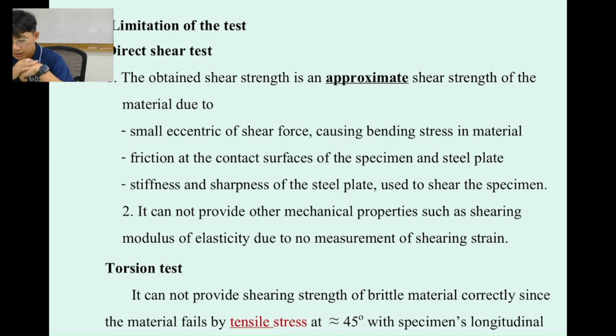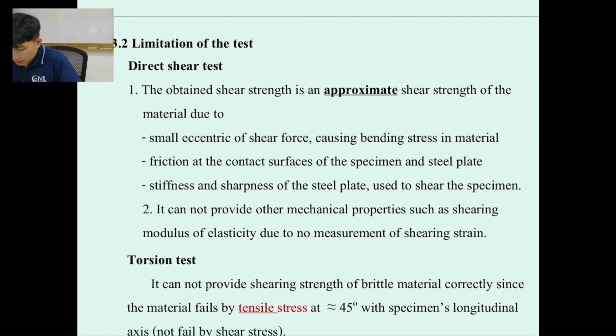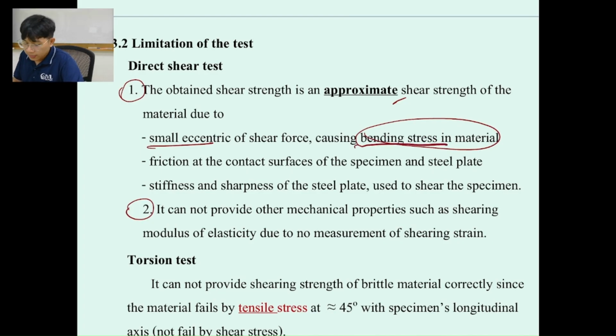All right, for the limitations of the direct shear test, we have a few points over here, but I want you to focus only on point number 1 and point number 2. Point number 1, the obtained shear strength is an approximate value due to the small eccentricity of the shear force causing bending stress in the material. We'll look at the bending stress later. Then there is the friction of the surface, and the stiffness of the steel plate.